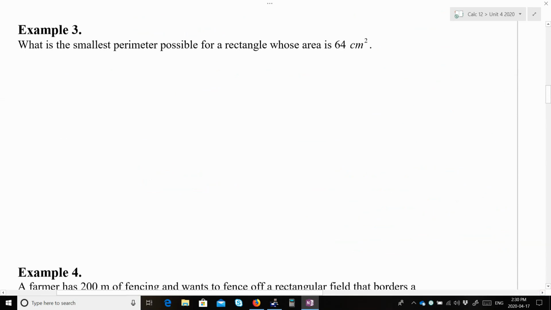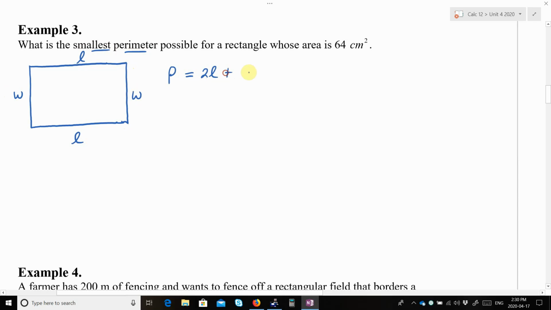All right, let's try example 3. What is the smallest perimeter possible for a rectangle whose area is 64 centimeters squared? So we have a rectangle again. Let's call this length, width, length, width. What is the smallest perimeter? So we want to minimize perimeter, and the perimeter of a rectangle is 2L plus 2W.